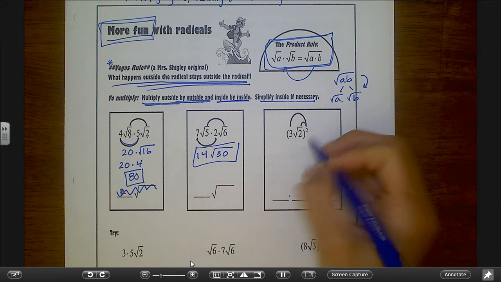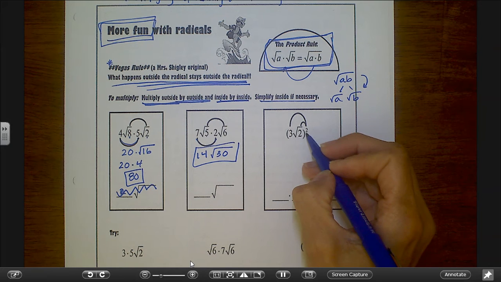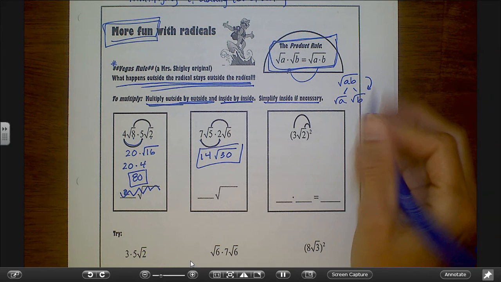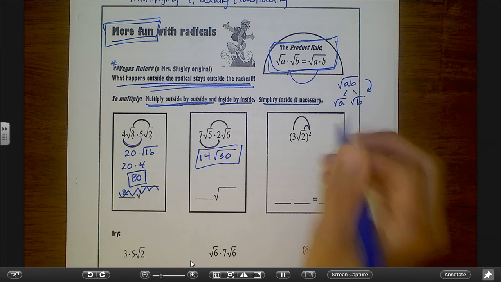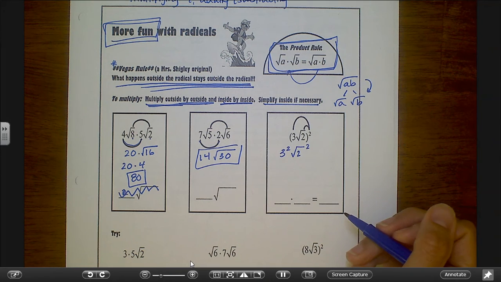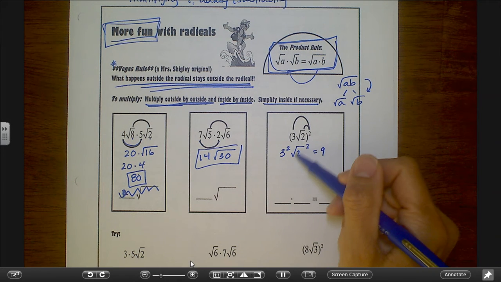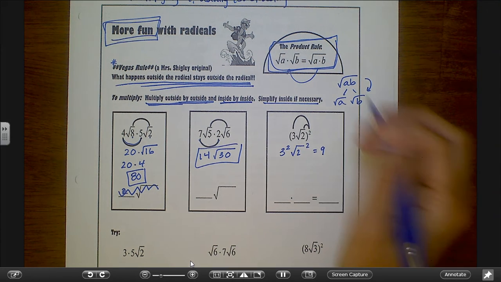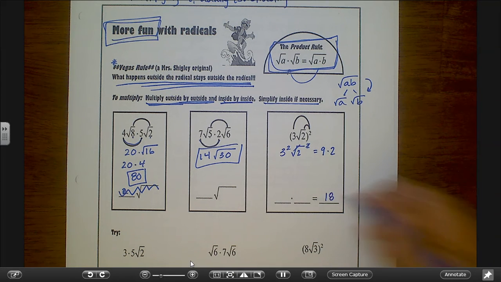And then this one's interesting because you can think of this two ways. So you have 3 rad 2, squared. You have to square, just like anything that has multiple factors in parentheses, each of these. So this will be 3 squared times rad 2 squared. 3 squared is 9. And the square root and the square cancel each other out, right? They're opposite operations, like multiplying and dividing. So you can just cancel those. This is 9 times 2, which is 18.